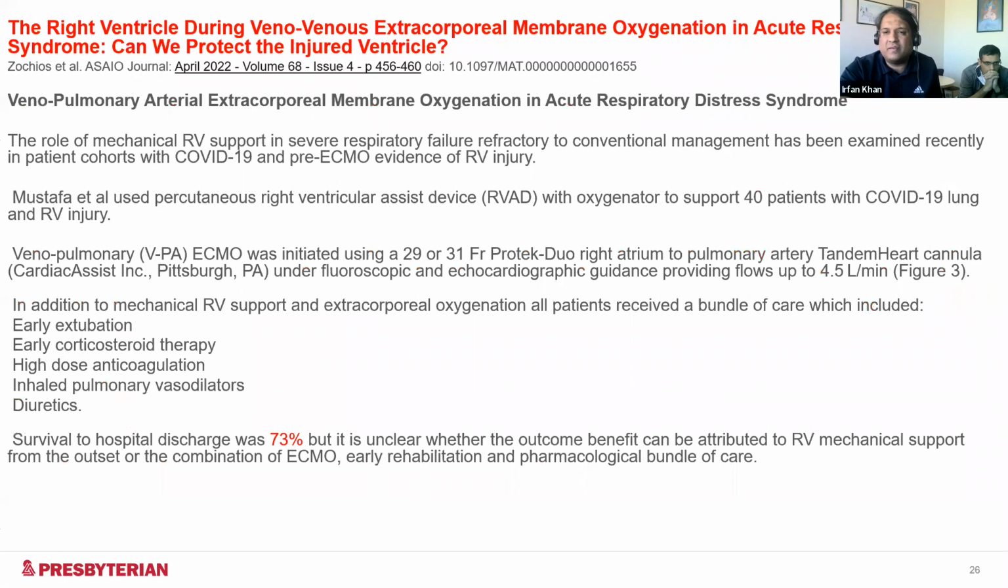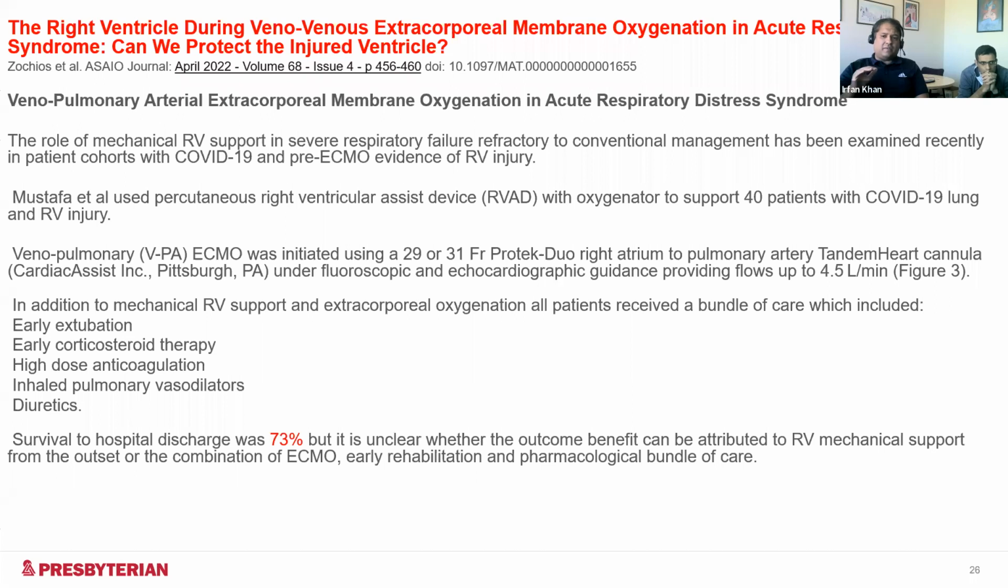As I mentioned earlier, in two different studies, they've shown that it does help. One thing I wanted to bring to your attention is that they had used a bundle of care, which I think should ideally be implemented. One of them is early extubation. I think there's huge benefit to that. With early extubation, there is less fluid overload. The patient can talk to you, so you're not sedating them too much. And the infection risk from VAP goes down significantly.